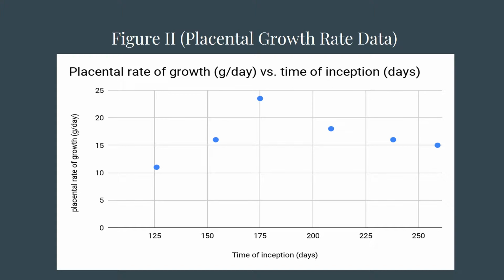The second graph is Figure 2, which is titled Placental Growth Rate Data. This graph looks at placental rate of growth versus time of inception. On the x-axis, we have time of inception, in days, and then the y-axis is the placental rate of growth, in grams per day.